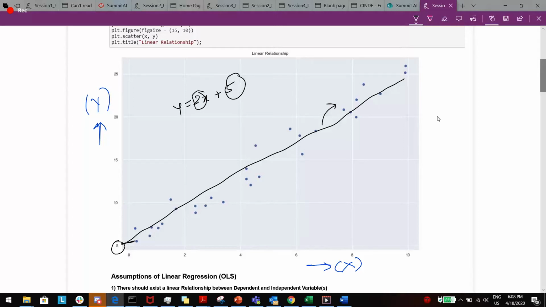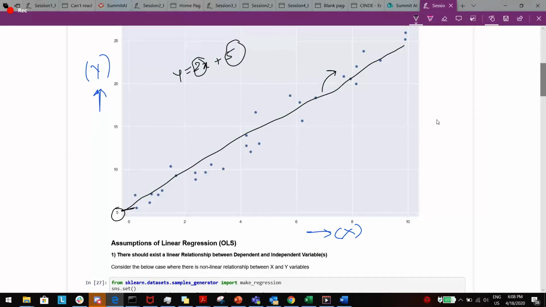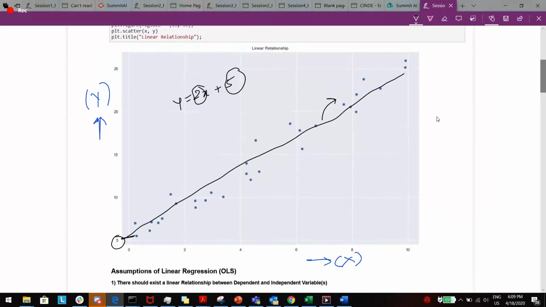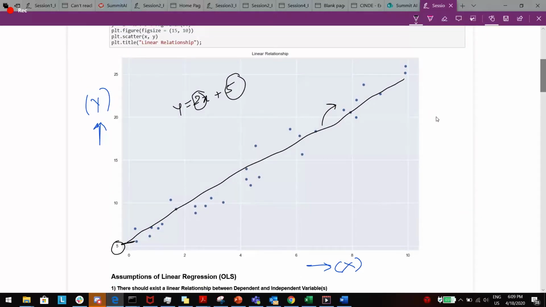Now there might be more complicated examples as well, where the relationship is not exactly linear. Let's take an example of that as well. So till this point, do we have any questions?